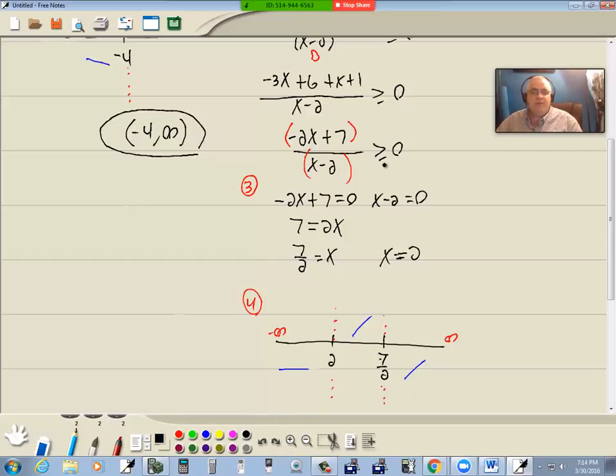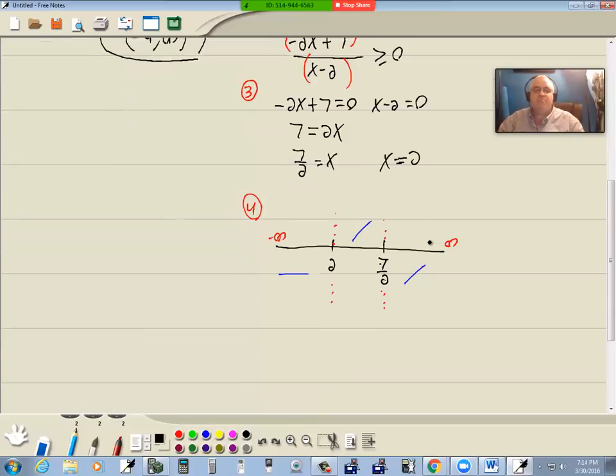Okay, we're looking for greater than or equal to. If we look at our instructions, that tells us our answer is above the x-axis, which is this interval right here. So we're going to go from 2 to 7/2. Now, greater than or equal to tells us to use brackets. So I'll put a bracket on the 7/2, and I'll put a parenthesis on 2. And that's our answer. Now, you may be wondering, why did you put a parenthesis on 2? I thought you just said that they're supposed to be brackets.